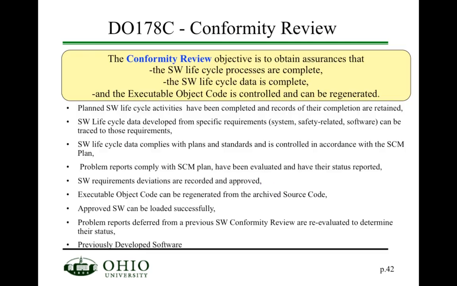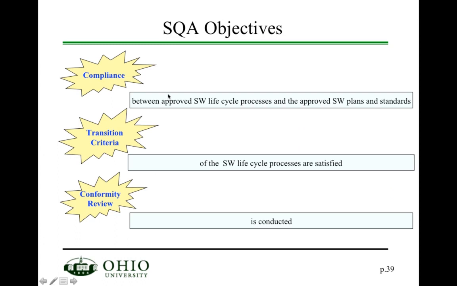Now, one more thing they have to do is that they're in charge of the conformity review. The objective of the conformity review is to obtain assurances that the software lifecycle processes are complete, that the software lifecycle data is complete, and that the executable object code is controlled and can be regenerated. In other words, everything is more or less done. So this conformity review, as I said, is conducted by quality assurance people.